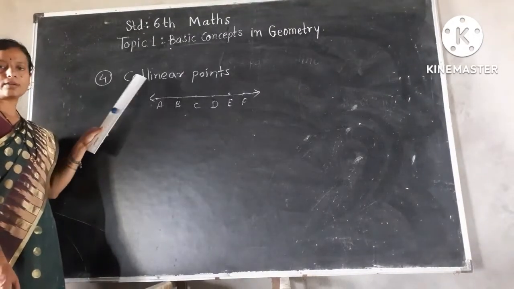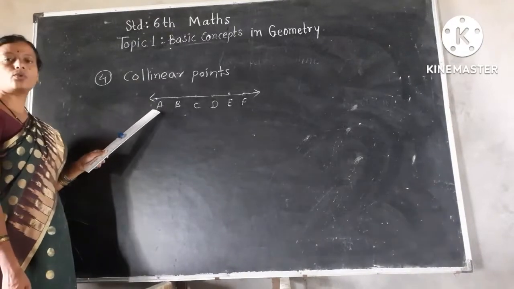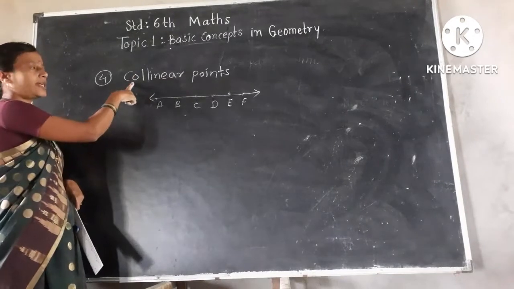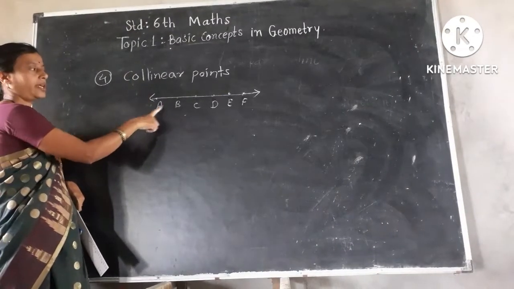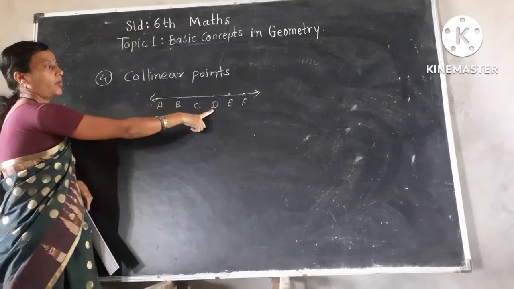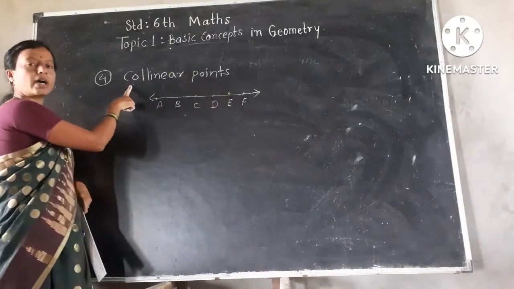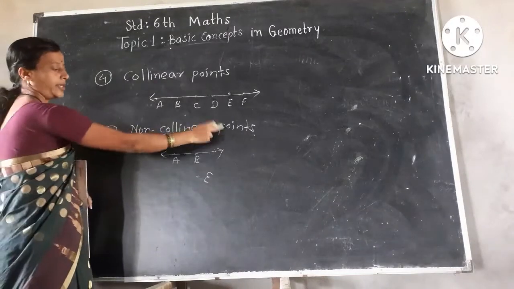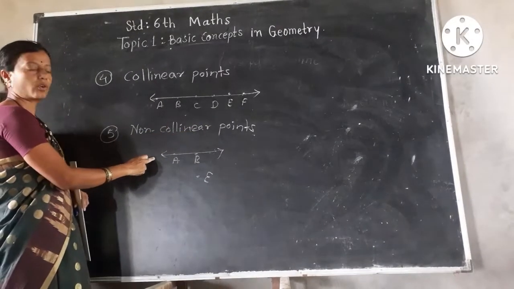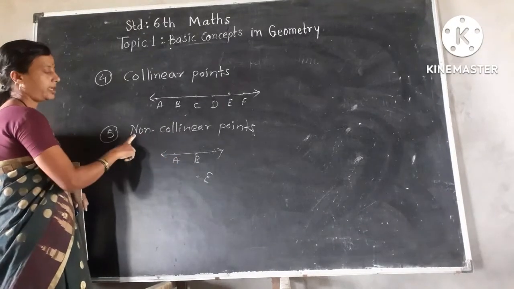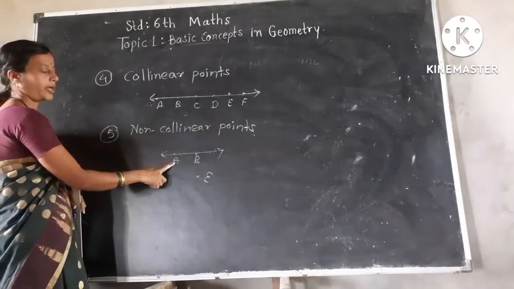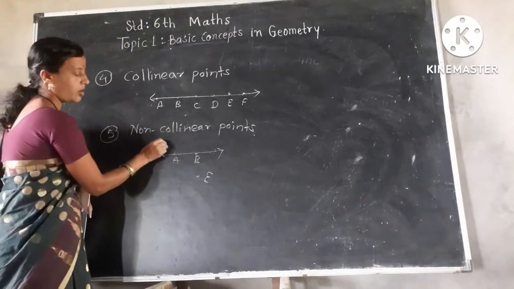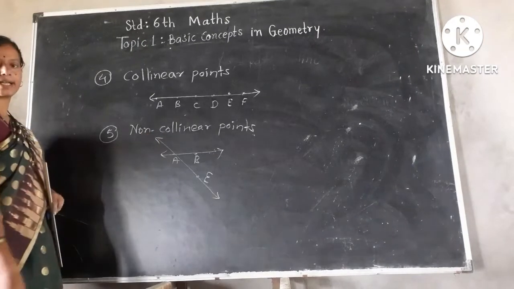Fourth, collinear points. When 2 or more points lie on a single straight line, the points are called collinear points. Point A, point B, point C, point D, point E and point F are collinear points. Fifth, non-collinear points. When the points are not in a single straight line, then they are called non-collinear points. Point A, point B, point E are non-collinear points because they are not lying on a single straight line.